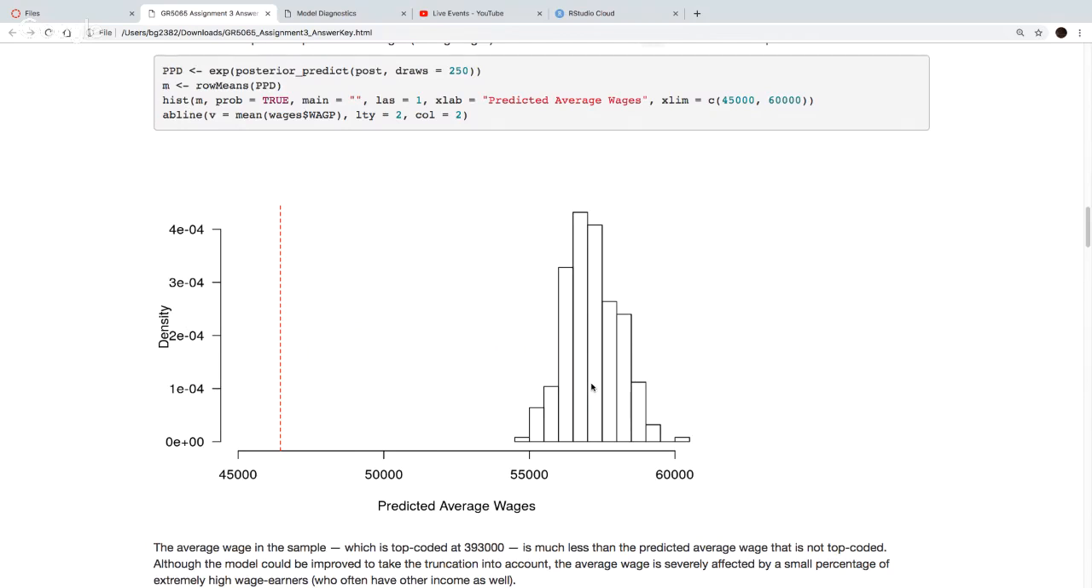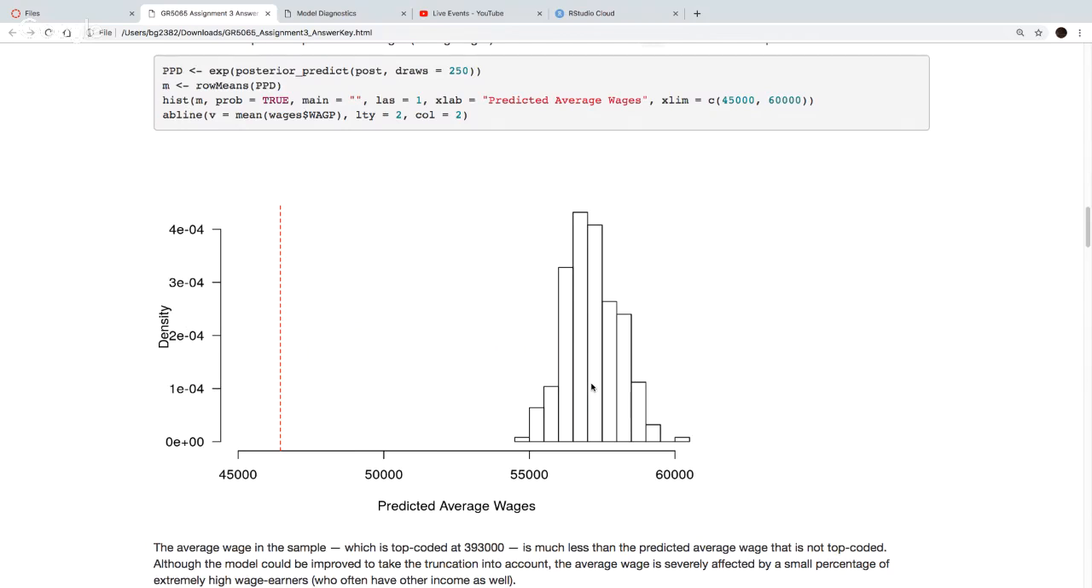Some doctors and lawyers, and certainly in New York financial managers and things like that, although such people would often have income that's not classified as wages. But anyway, your posterior predictive distribution is not going to be subject to that top coding, so it's probably a better measure of the average wage than what's in the data, because what's in the data is known to be biased downward due to the top coding of extremely high incomes.